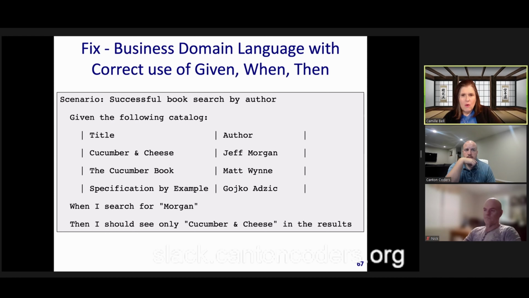So now we have something that's a lot better. In our successful book search by author, we have just the right amount of information that we know. We're searching for Morgan, and we should only find cucumber and cheese in the results.